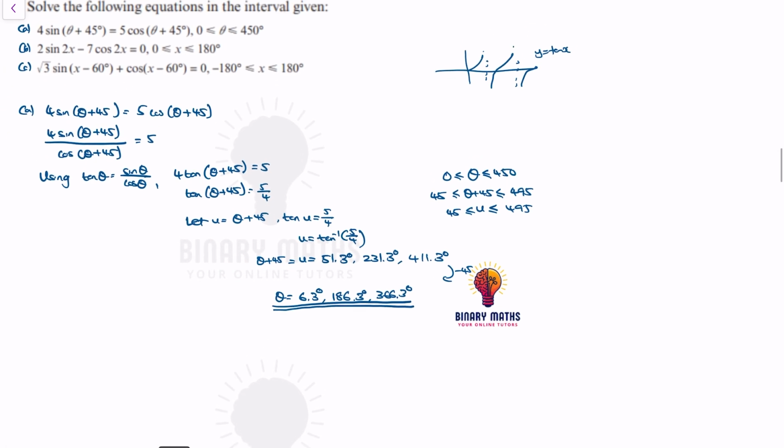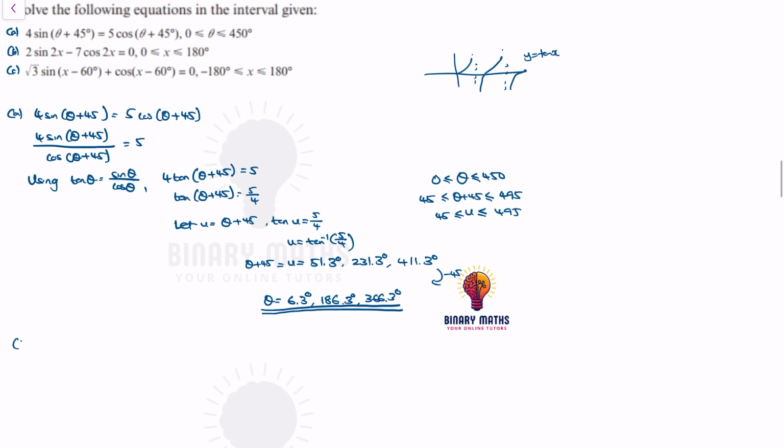Okay, let's try B now. So B is 2 sine 2x minus 7 cos 2x is equal to 0. The range going from 0 to 180.